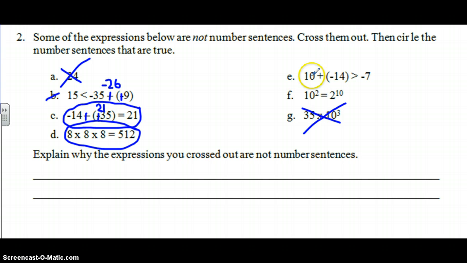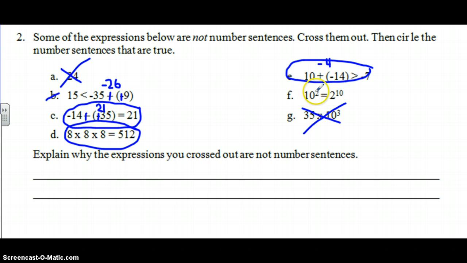Now if we look at E, we are adding. The signs are different. The difference here is 4. And I have more negatives, so I have a negative 4 is greater than negative 7. Well, that is true. Negative 4 is closer to 0 than negative 7. So this one should also be circled.